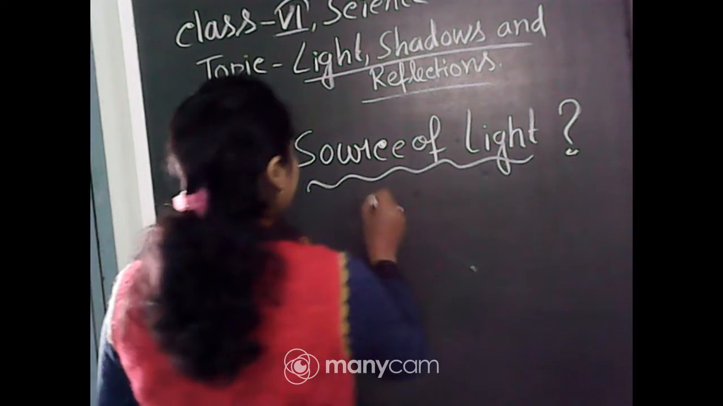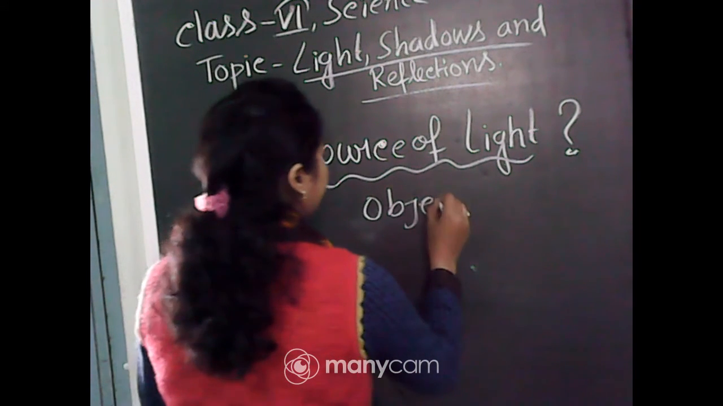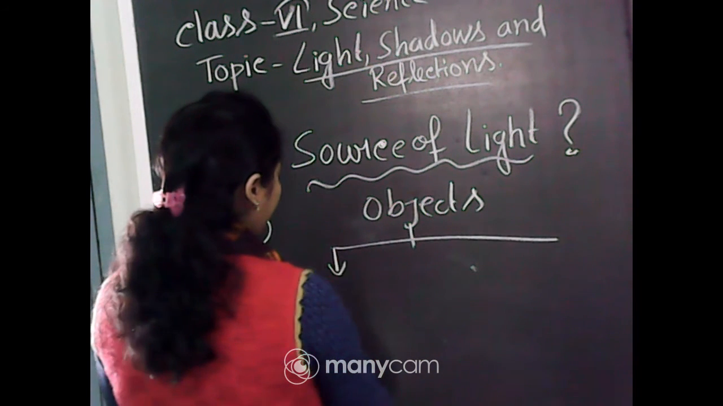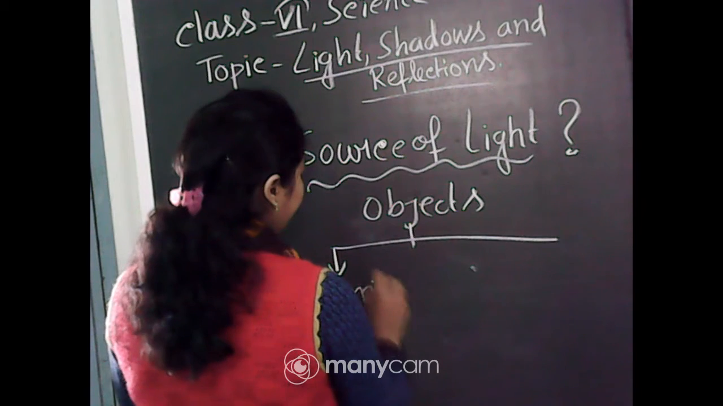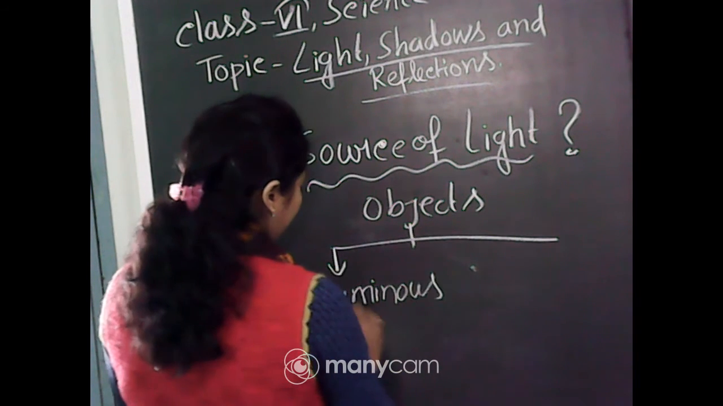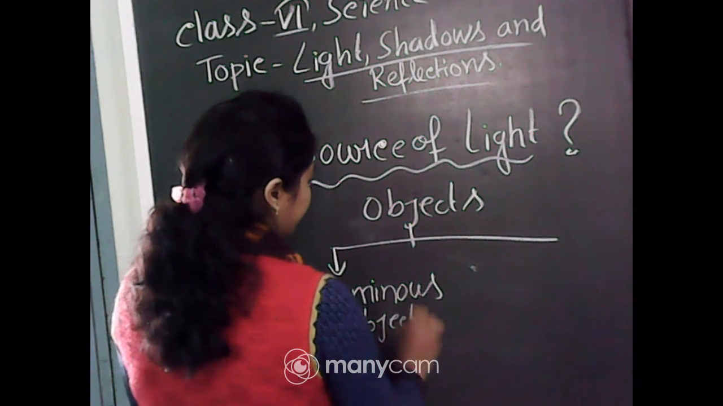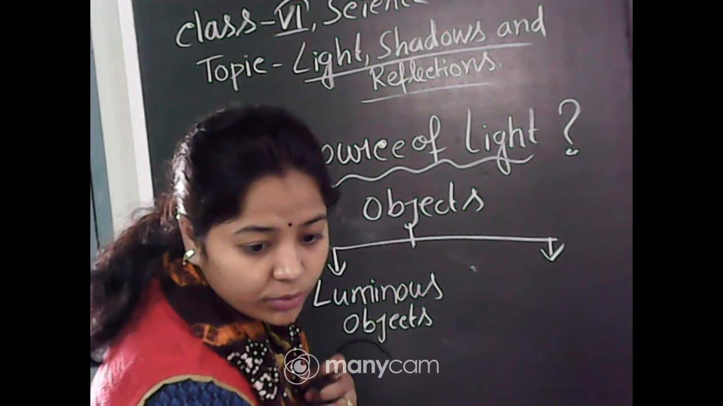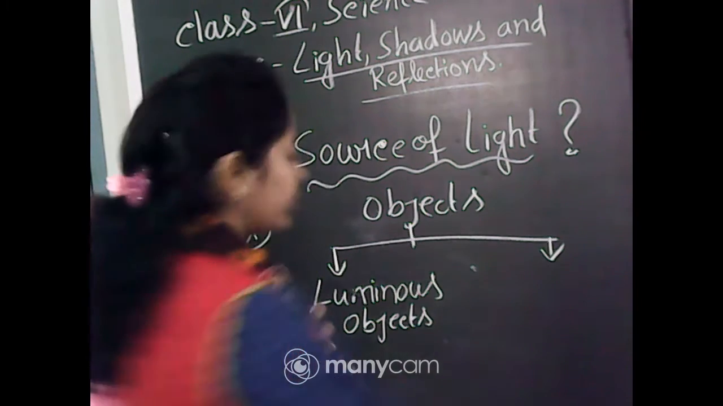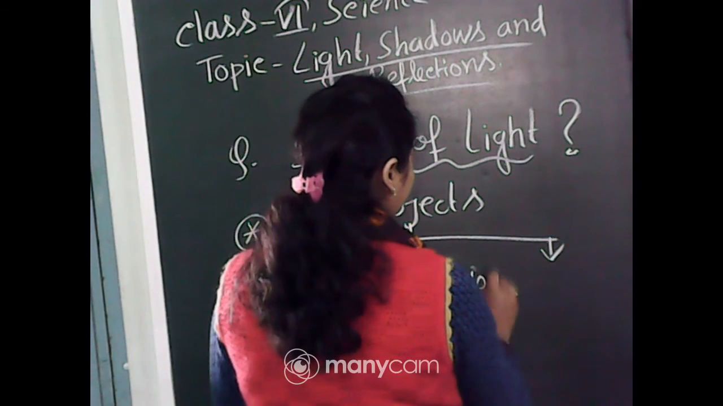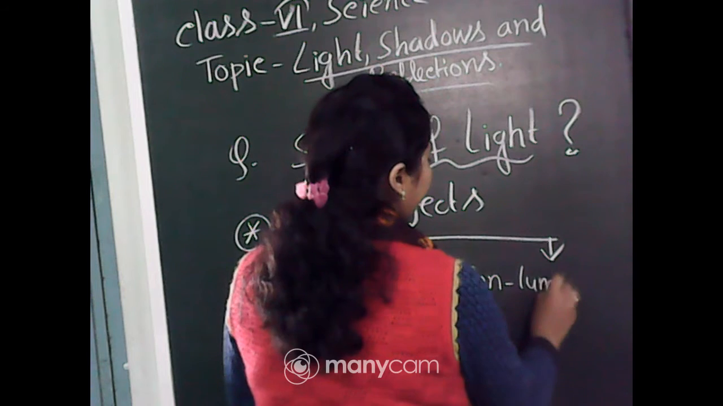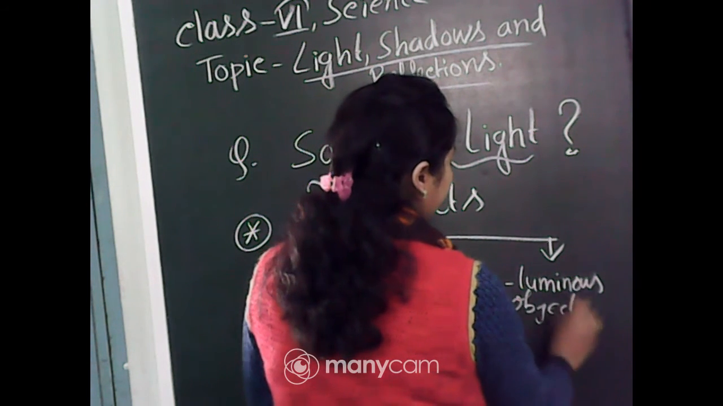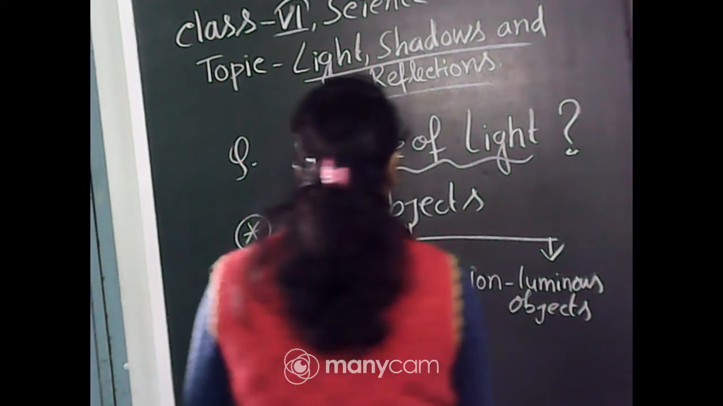One is luminous object, another is non-luminous object. You know, luminous objects and non-luminous objects. Now what is the definition of luminous object?